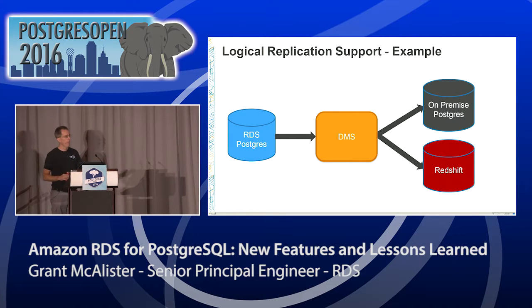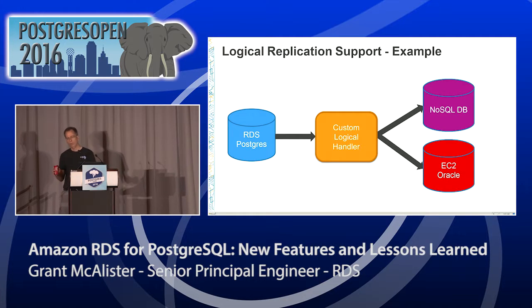You can go to on-premise Postgres. You could go to EC2 Postgres. You could go to EC2 Oracle or RDS Oracle. And of course, because we support general logical, you could build your own custom logical handler, and you could throw it into some wacky NoSQL database. So really what this support means is that you now have a way to get your data out and to see all the changes of your data on a real-time basis with very little overhead.